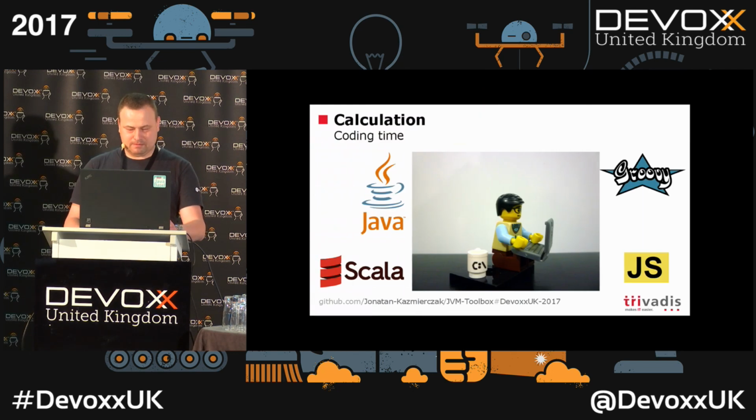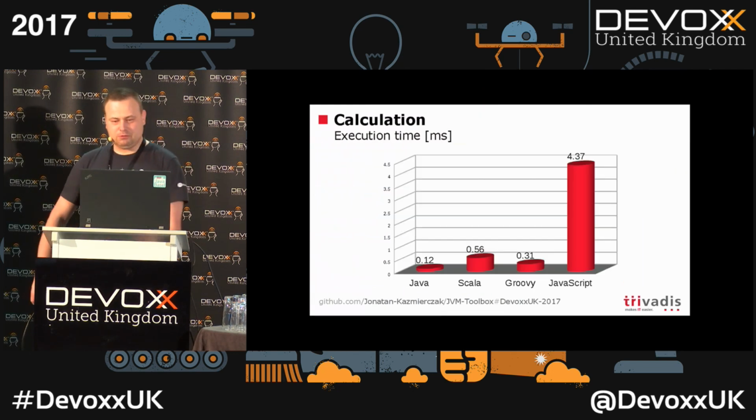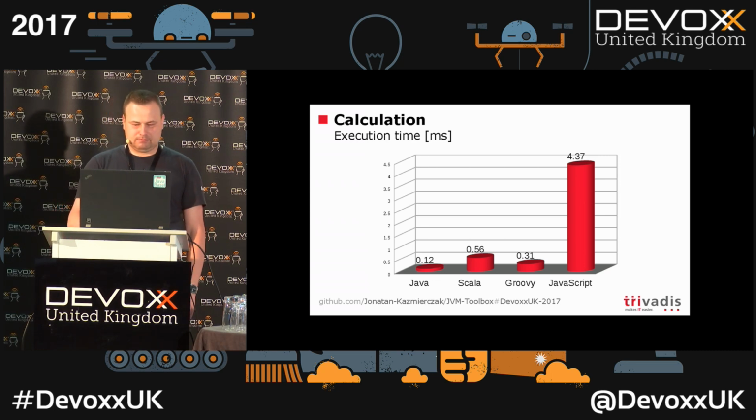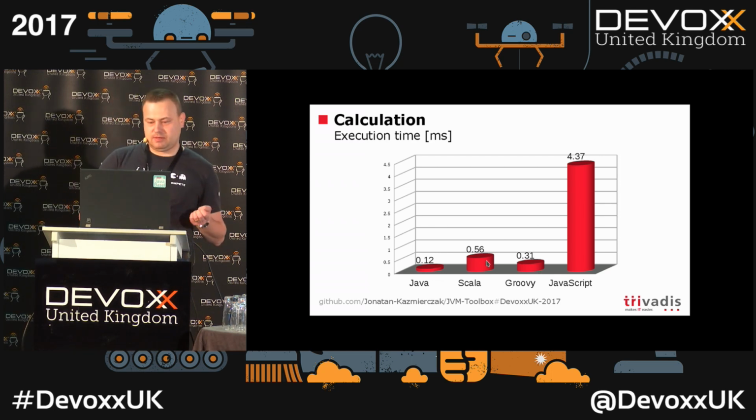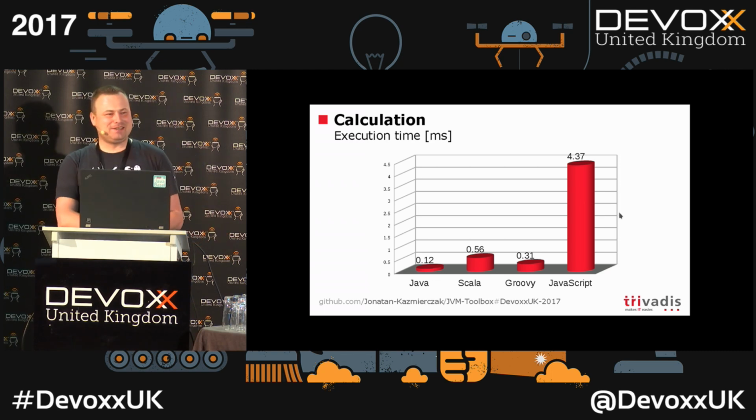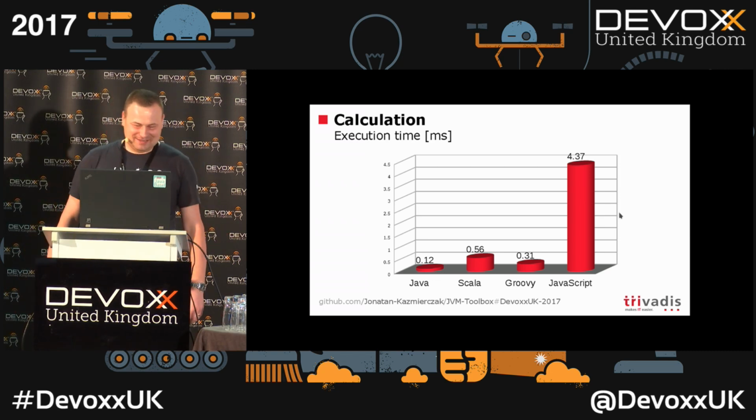Now let's take a look at the performance. What is the execution time in milliseconds? Java is winning, definitely. Groovy is a little bit slower, 3 times slower than Java. Scala is 5 times slower. And then JavaScript, yeah, significantly slower.